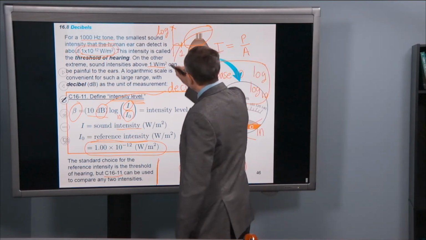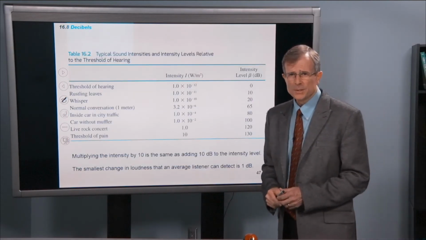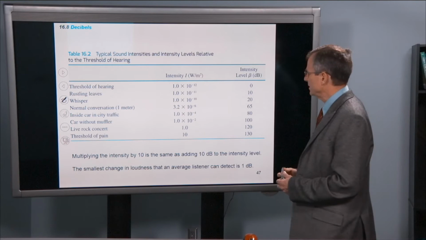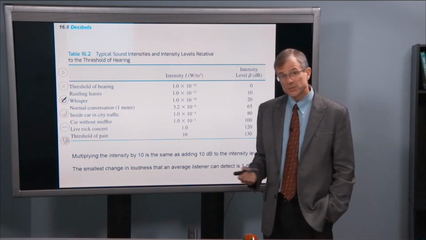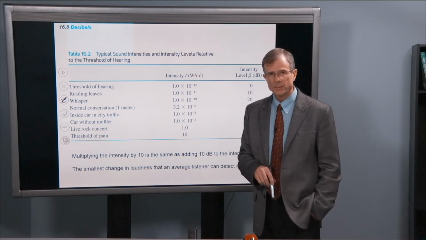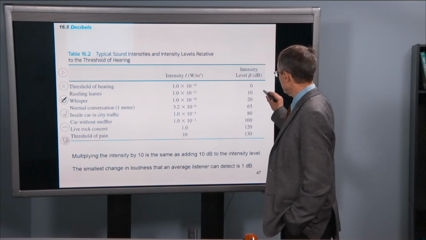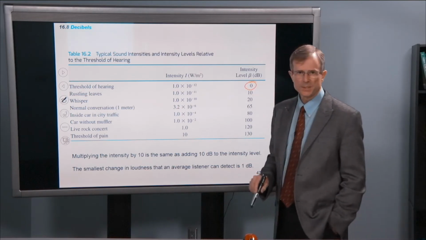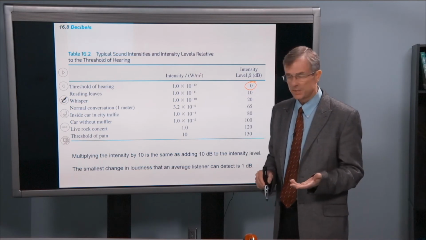Whereas if x is less than 1, we get negative. Okay, here's some typical sound intensities, using the reference of 1 times 10 to the minus 12 watts per square meter. The threshold of hearing, where you can just barely hear, is 0 decibels. That's where I is equal to I naught and beta is equal to 0.